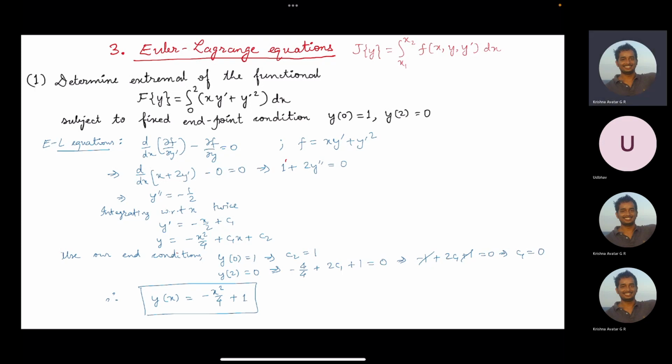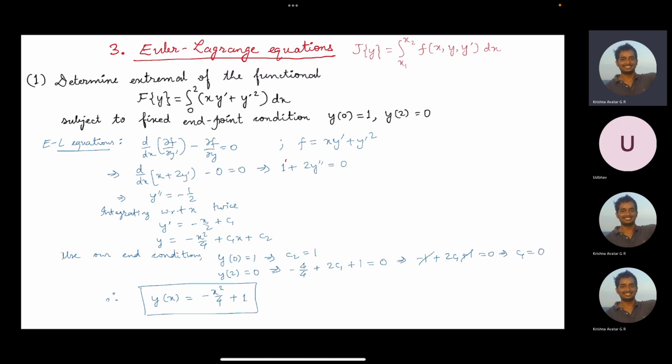Now, we have two constants here, c1 and c2. To obtain the values of these constants, all that we need is to employ our boundary conditions, which are also called endpoint conditions. Let's use the first condition, which is y of 0 is equal to 1. Putting this in, the first term goes away, c1 times x is also 0, so we are only left with c2 is equal to 1.